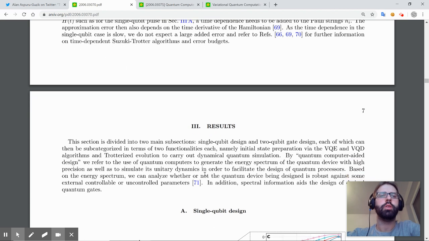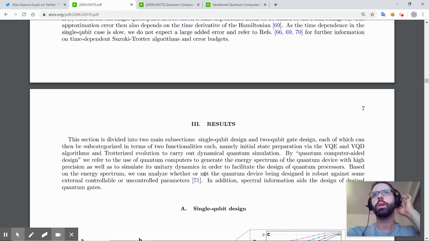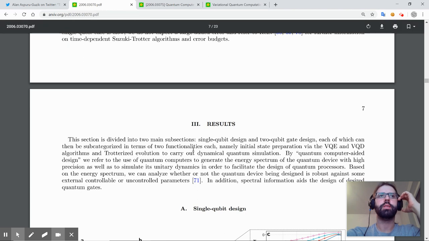Results. This section is divided into two main subsections: single qubit design and 2-qubit gate design. Each of which can be then subcategorized in terms of two functionalities each, namely initial state preparation via the VQE and the VQD algorithms, and Trotterized evolution to carry out dynamical quantum simulation. That's the actual mixer part of things.